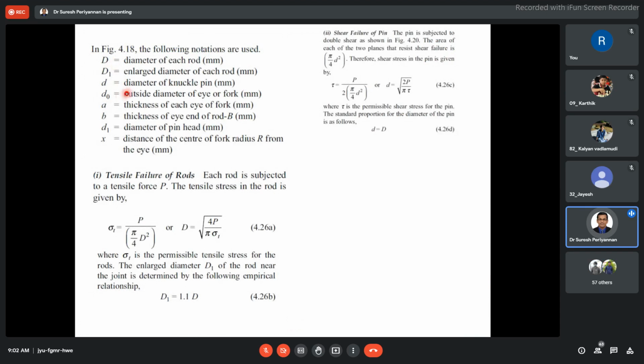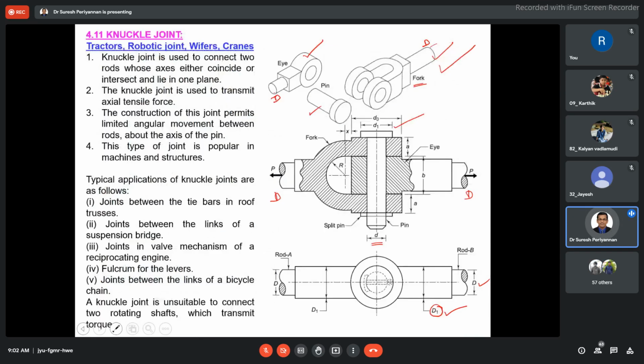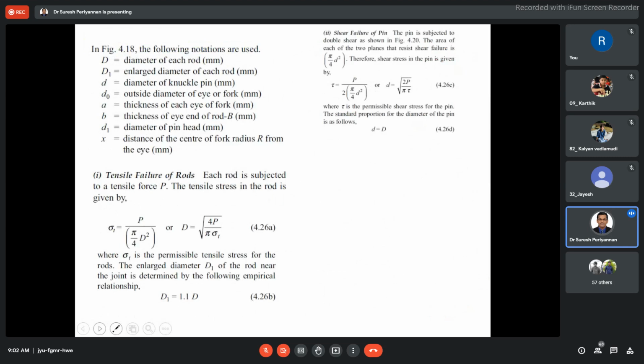D naught and AB, which one we missed. X is the distance of the center of the fork from the eye end. This is the fork, and this is the eye end. The distance from the eye end to the center of the fork is nothing but X. That's all. So these are the information required while going for the design of the knuckle joint.